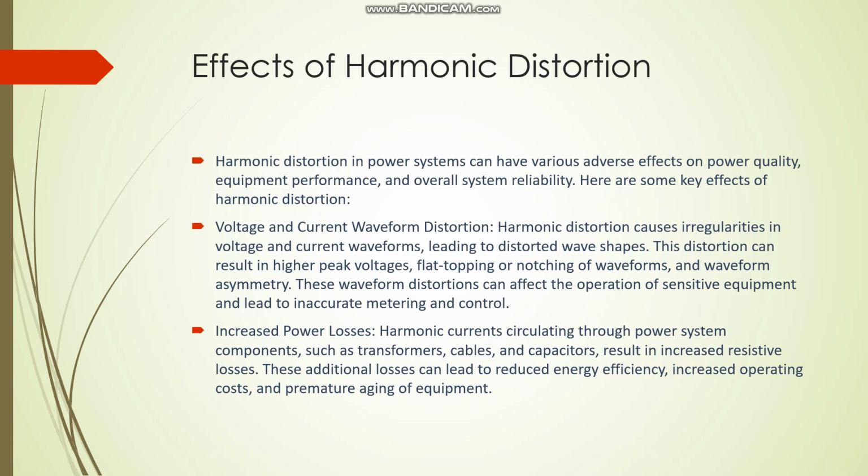Harmonic distortion in power systems can have various adverse effects on power quality, equipment performance, and overall system reliability. Here are some key effects of harmonic distortion. First one, voltage and current waveform distortion. Harmonic distortion causes irregularities in voltage and current waveforms, leading to distorted wave shapes. This distortion can result in high peak voltages, flat-topping or notching of waveforms, and waveform asymmetry. These waveform distortions can affect the operation of sensitive equipment and lead to inaccurate metering and control.